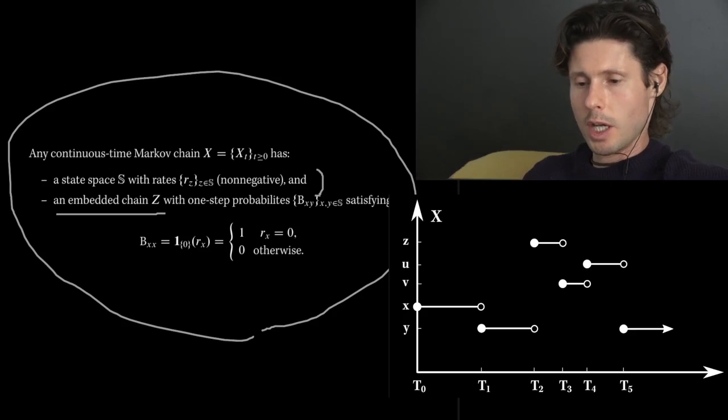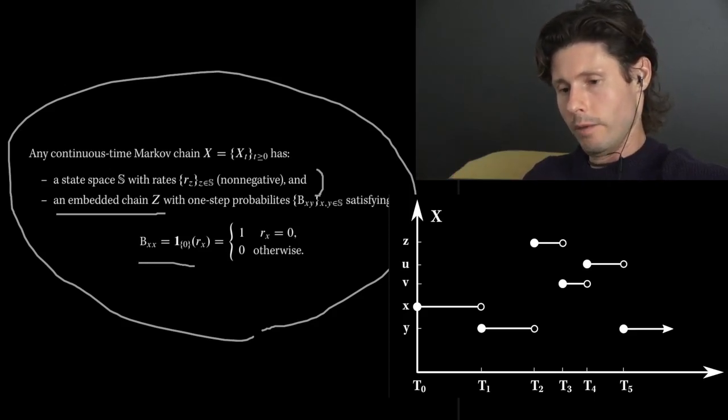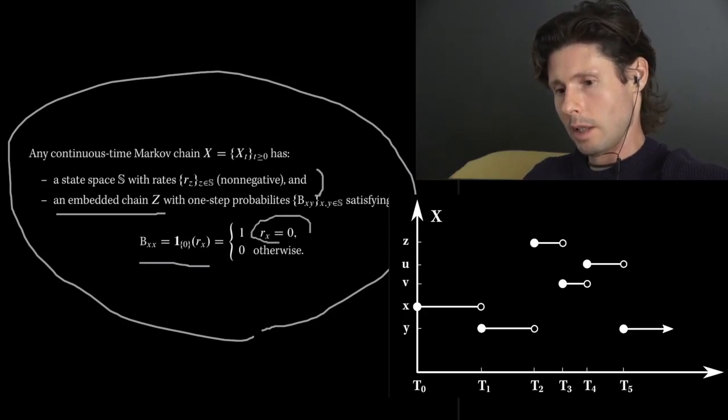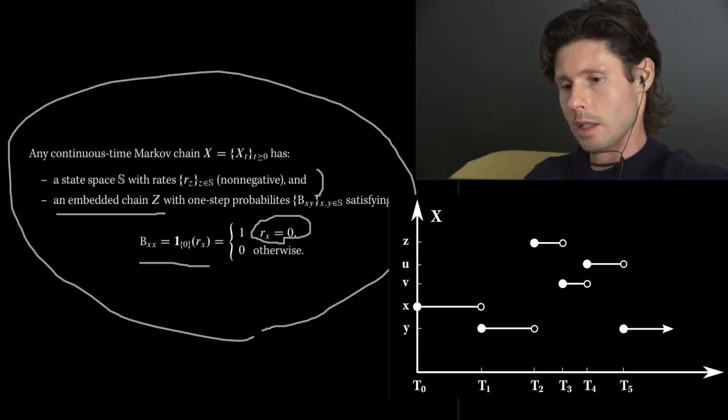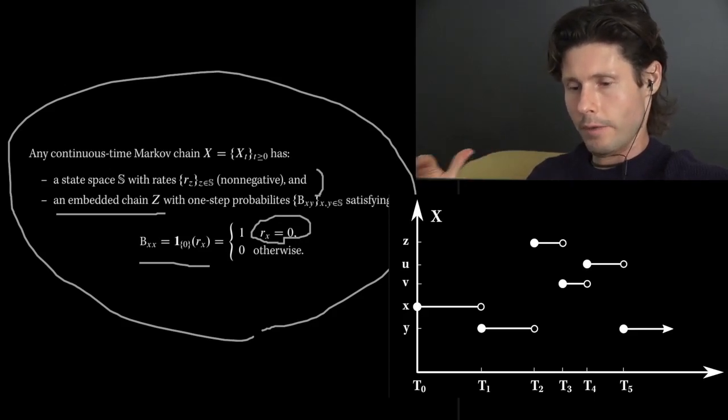And that embedded chain has this feature that it'll have no self-transition unless for that particular state, the rate is 0, which indicates the process is over, it's staying in that state, and it's staying there for an infinite amount of time.